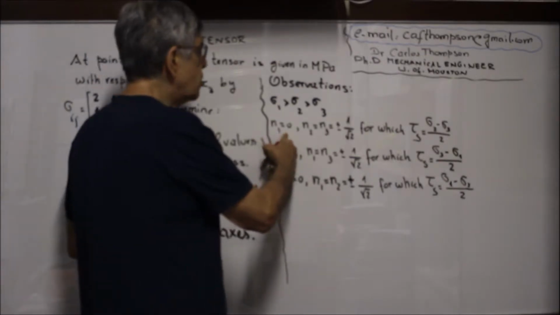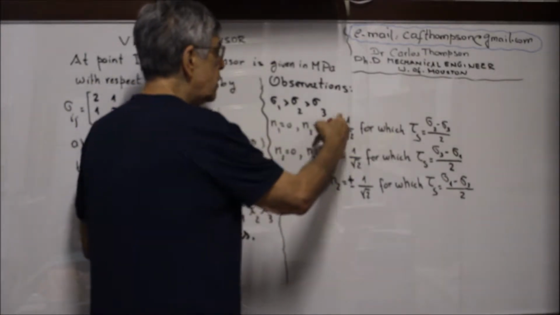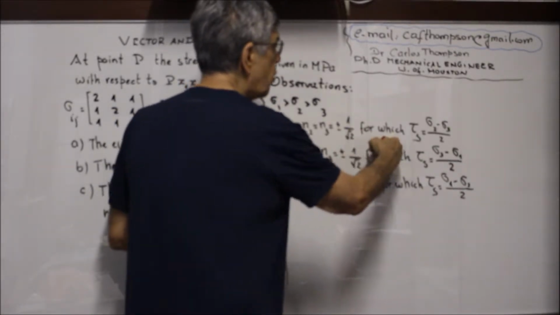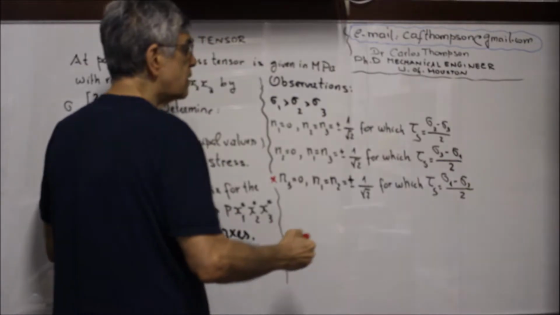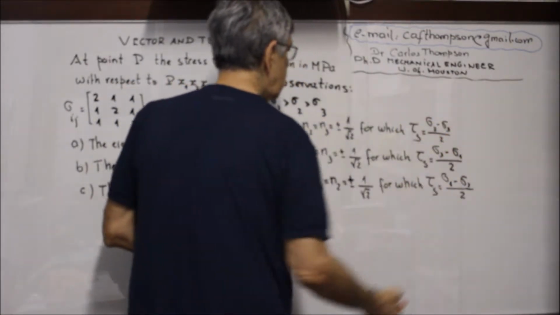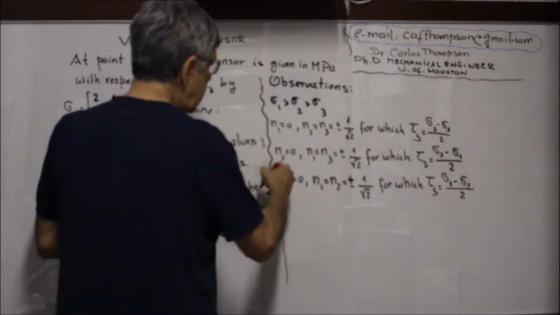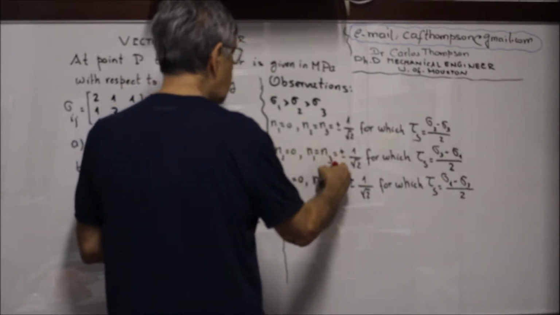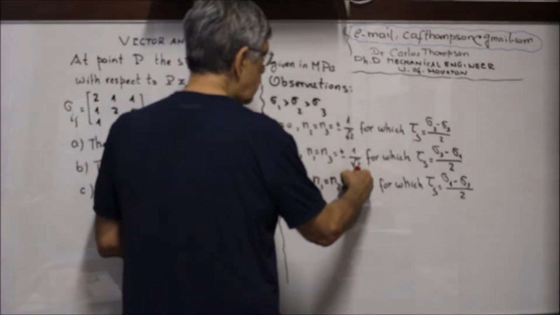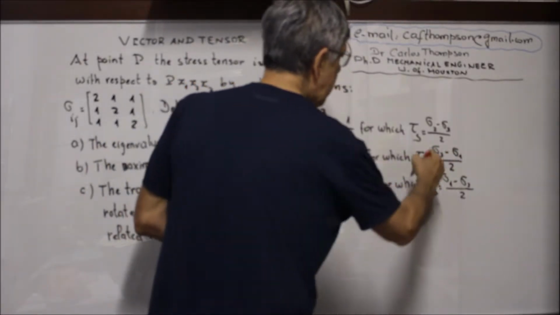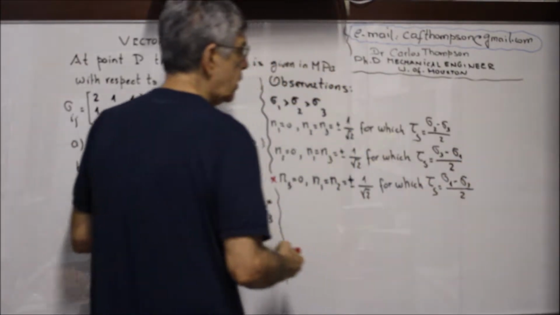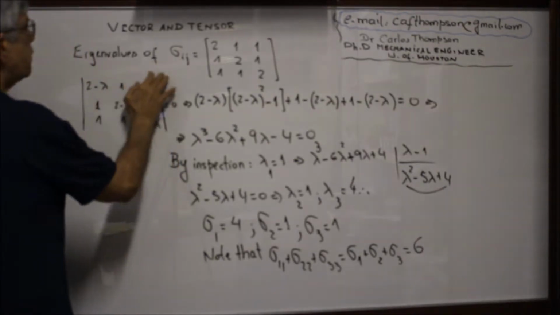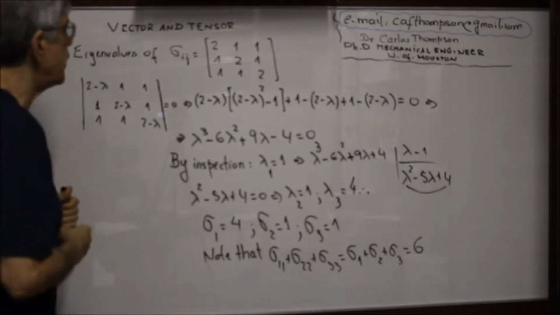For n1 equal to 0, n2 equals n3 equals plus or minus 1 over square root of 2, for which tau max is sigma 2 minus sigma 3 divided by 2. And for n2 equal to 0, n1 equals n3 equals plus or minus 1 over square root of 2, for which tau max is sigma 3 minus sigma 1 divided by 2. You see? Let's calculate the eigenvalues of this matrix, sigma ij.